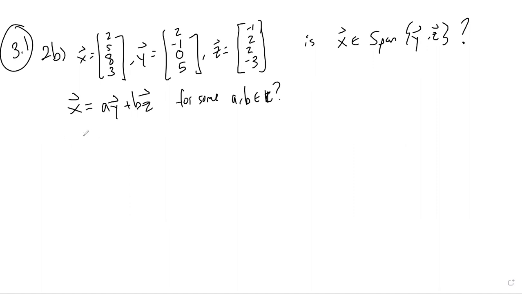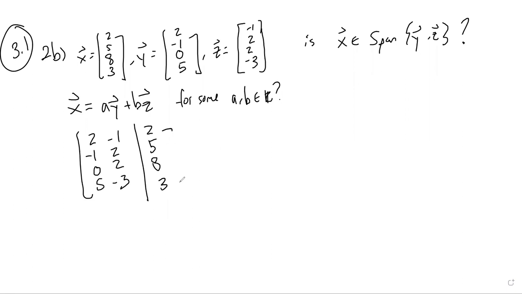And we would do that by putting the y and the z into a matrix and then setting it equal to the x vector on the right. And then we basically are just seeing if this system of equations actually has a solution, right? It would be 2a minus b equals 2, negative a plus 2b equals 5, etc. So if we can solve this, we are good to go.